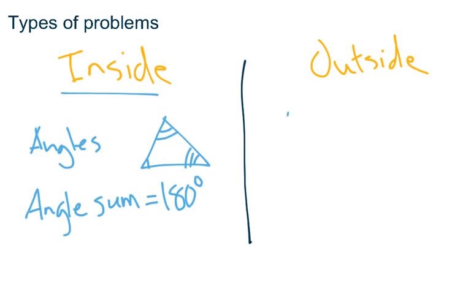Outside, that just refers to area and perimeter. And we'll get into that a little bit later. But first, let's focus on inside problems.